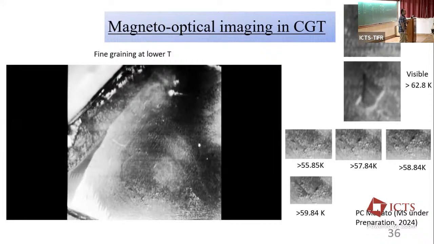And that is because, I think, the domains are suddenly shrinking and becoming much smaller as we go to much lower temperatures. And that's where it falls below our spatial resolution of imaging. We are trying to improve it. When we send in current, we'll see much more details, but that is all of the work which is going on.